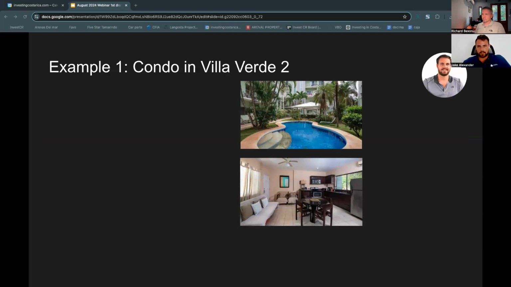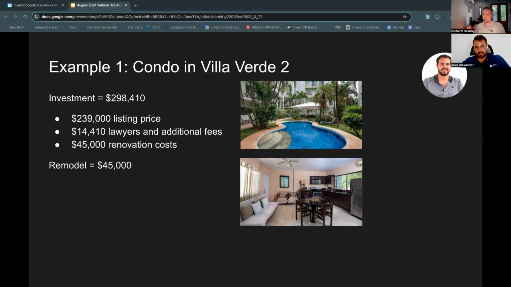So this is a condo in Villa Verde 2 in Tamarindo. So you're getting into, again, an extremely popular area, with a 6% increase in occupancy from 2019 to 2024 for $300,000. I can say, Jake, we did one of these. We bought one of these. We actually remodeled it as well, and then ended up selling it on. You know, but yeah, the remodel cost, I think it was actually about $45,000 as well. Yeah.